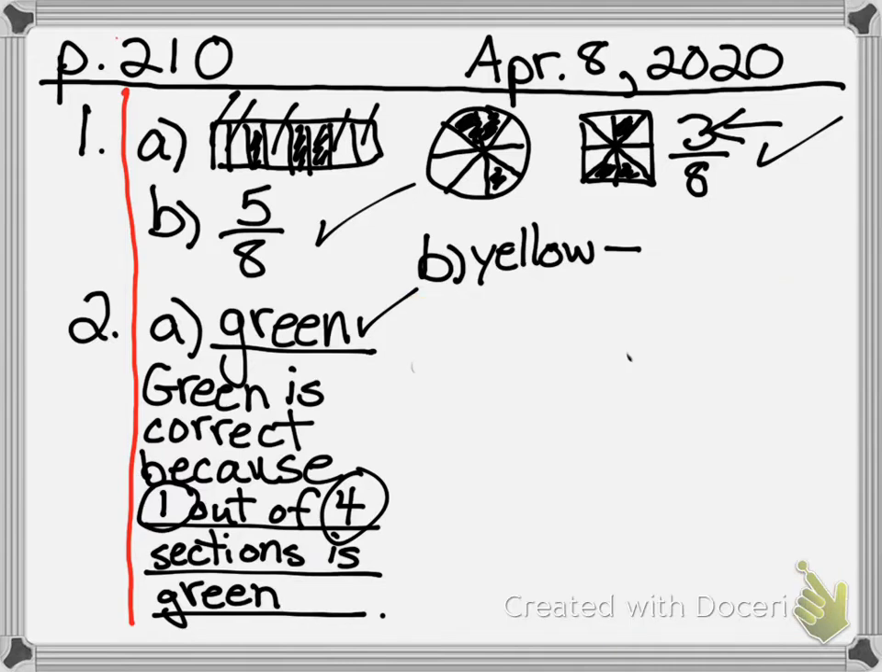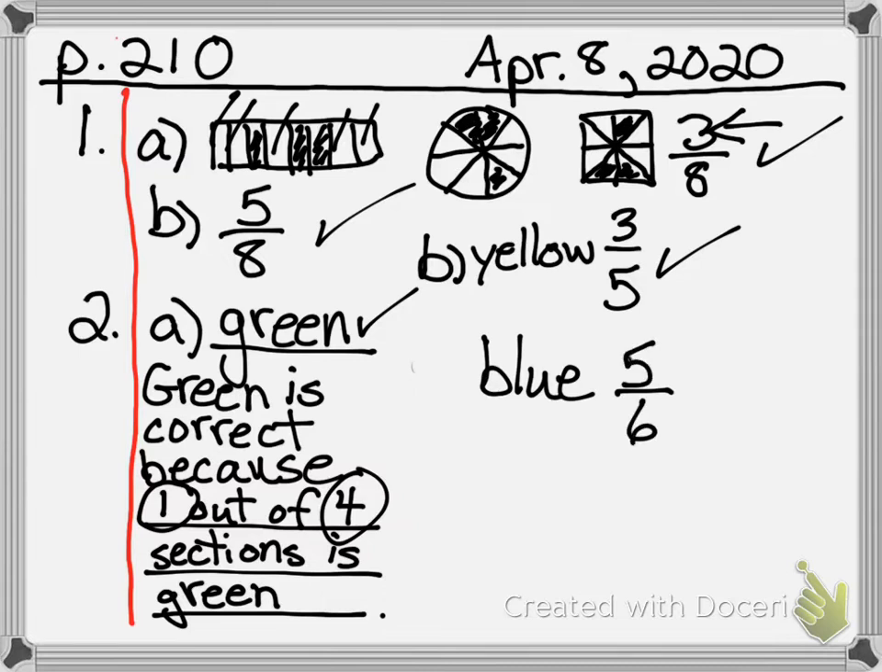All right, so yellow. The answer should have been 5 sections altogether and 3 are colored yellow. Give yourself a check mark if you got that right. Oh, it was blue. Okay, I can see it now. So the next one is blue, and your fraction should be 6 sections altogether, and 5 are colored blue. Give yourself a check mark if you got that right.